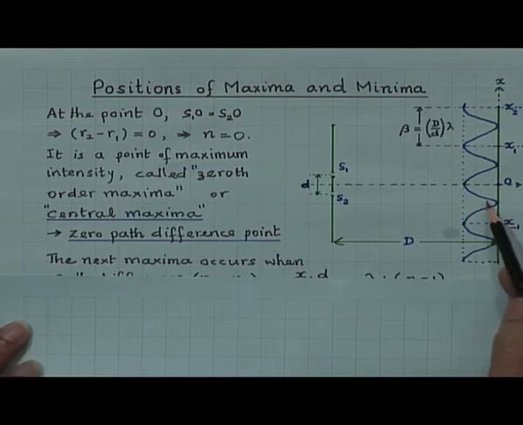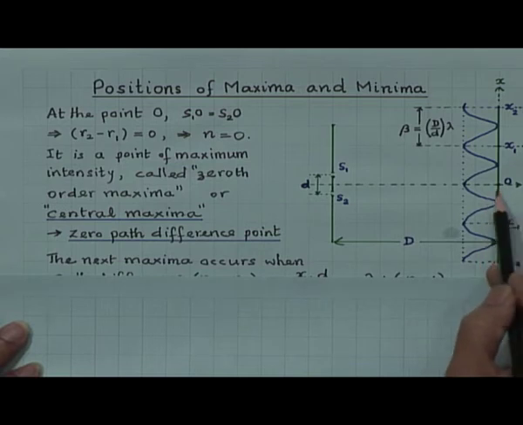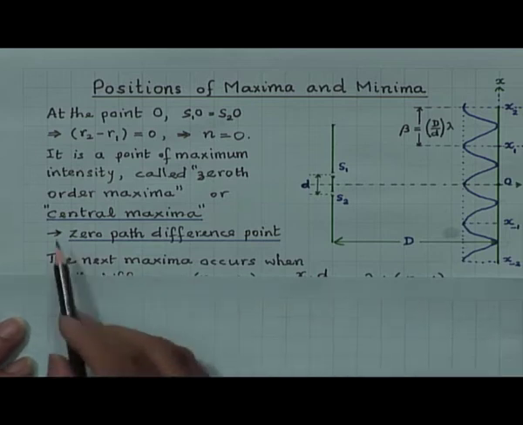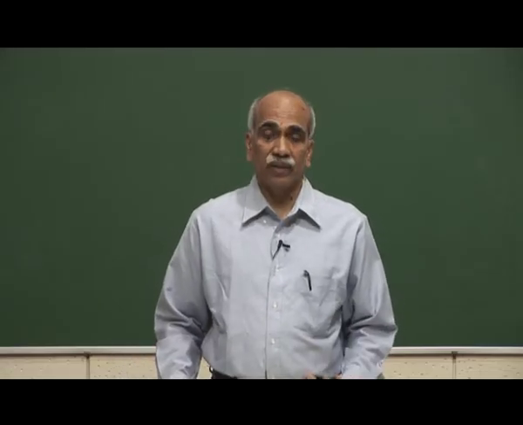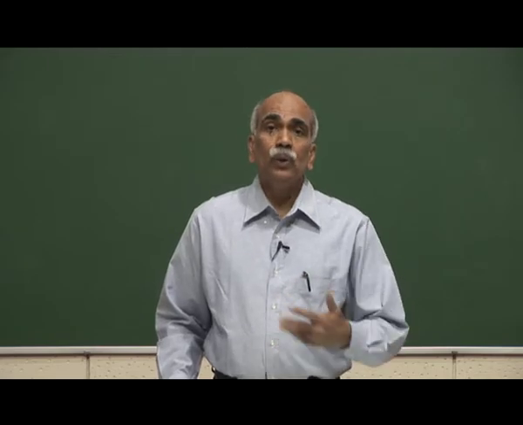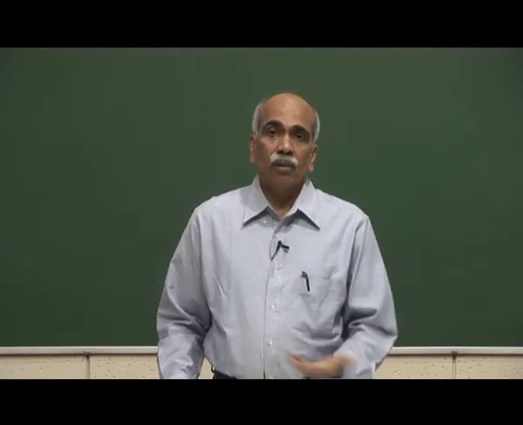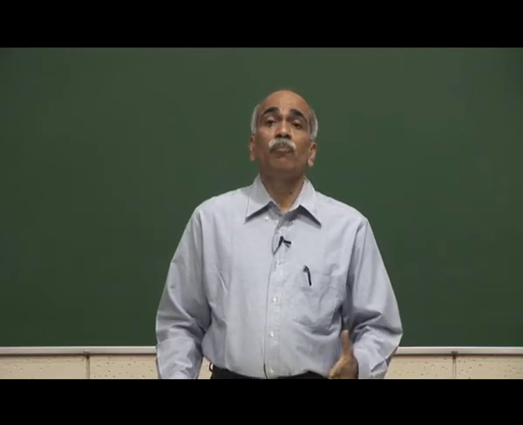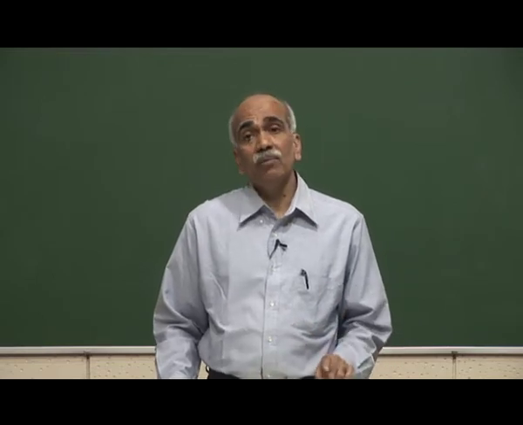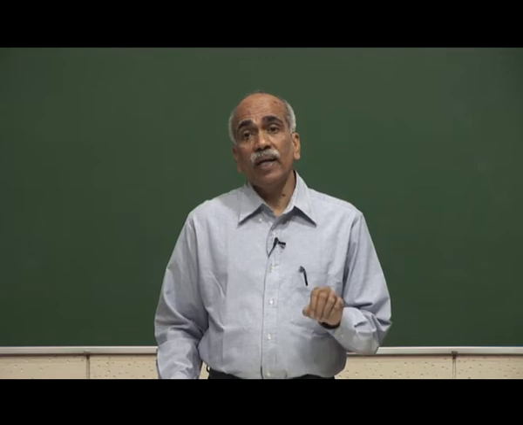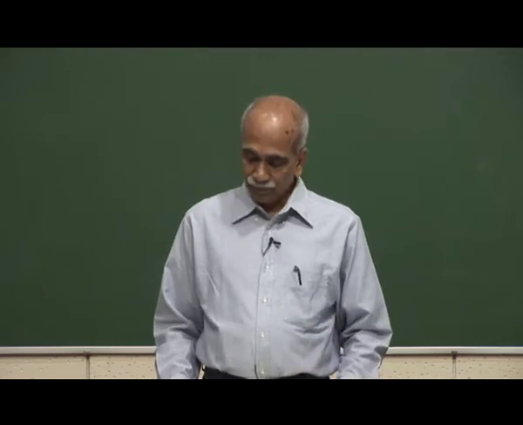Central maxima is defined as the point at which the path difference is 0. It may not be at the point O always. The correct definition would be that the central maxima corresponds to the point of 0 phase difference or 0 path difference. We will see later on that due to insertion of a glass slide or due to some phase change, the central maxima may not be at O, it may appear at a different point. Therefore, the central maxima is defined as the point at which the phase difference is 0.